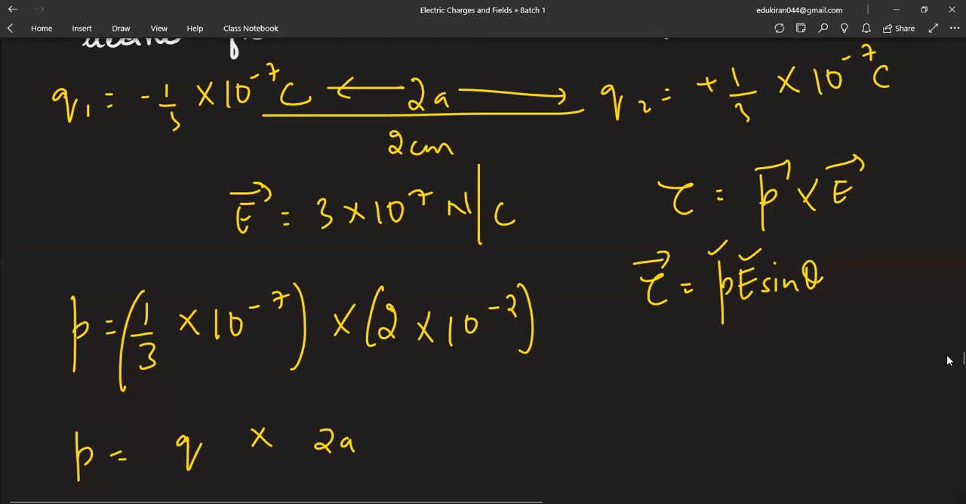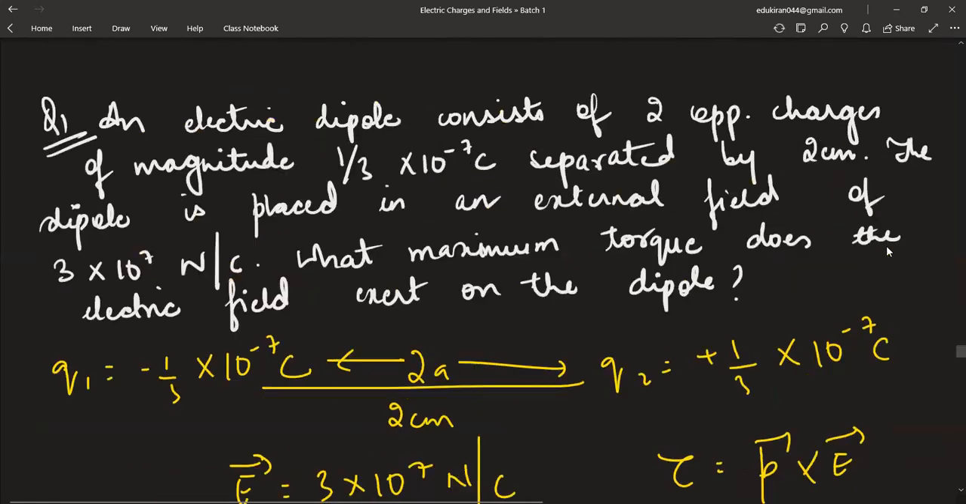Now we have no information about sine theta. Can anyone tell me by looking at the question what should be the value of theta here? Look at the question. 180. Khadija, what did you say? 180. You're saying 180.